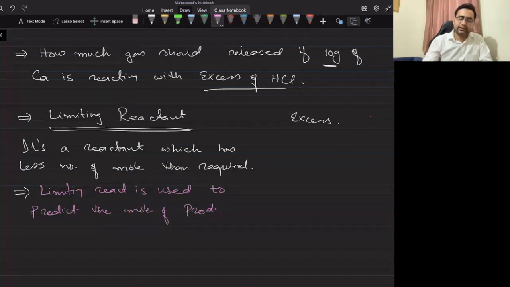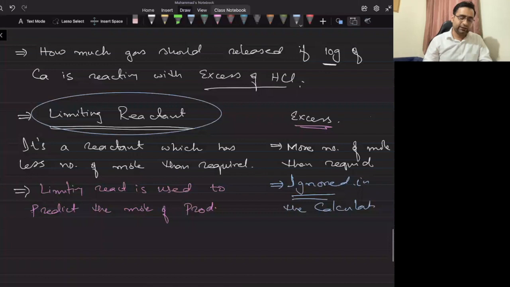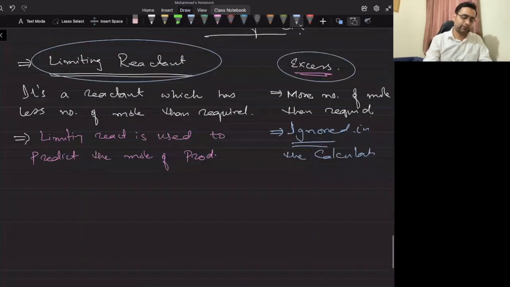And excess reactant, it's a reactant which has more number of mole than required. And excess reactant is ignored in the calculations. We don't use it unless the examiner asks you about the remaining reactant. So this is ignored in the calculations. So our major focus should be on the limiting reactant. Now, how can we identify limiting reactant and excess reactant?